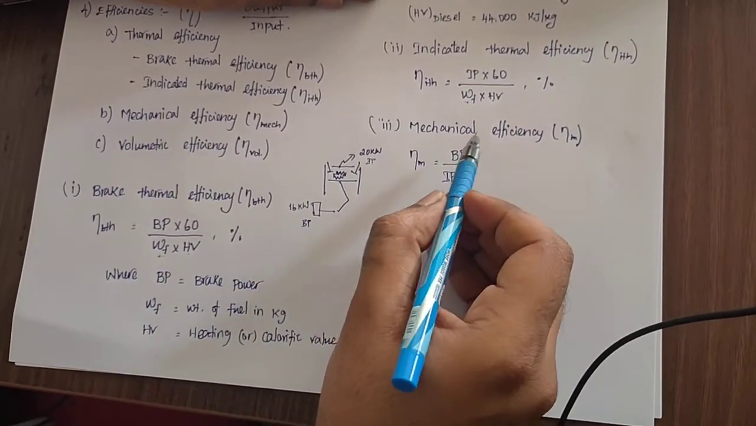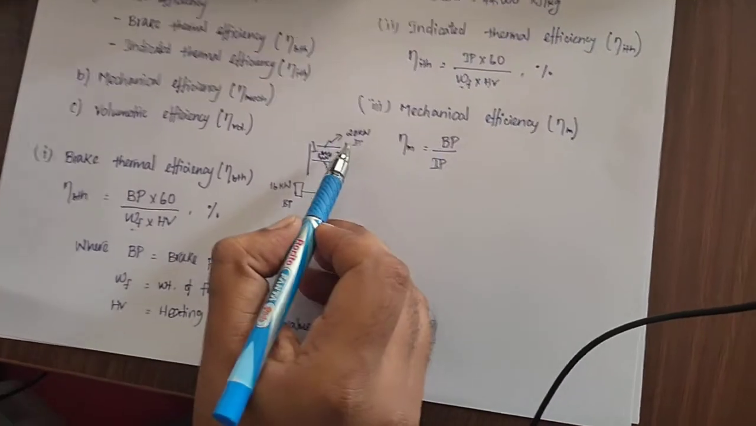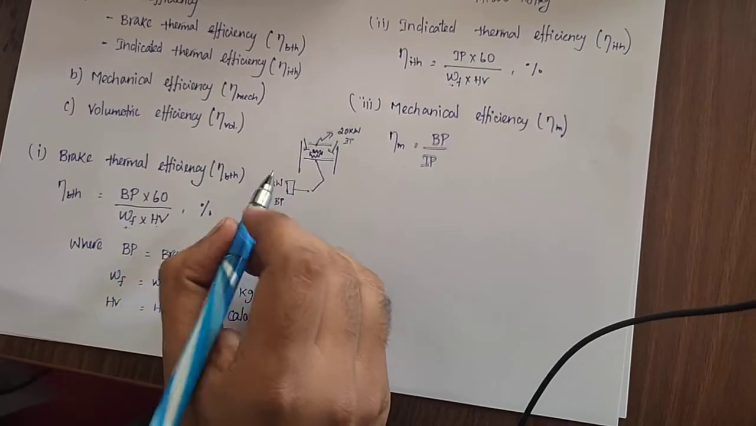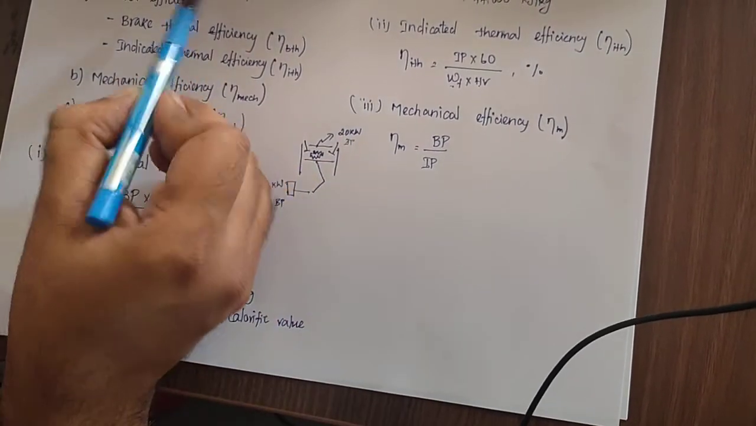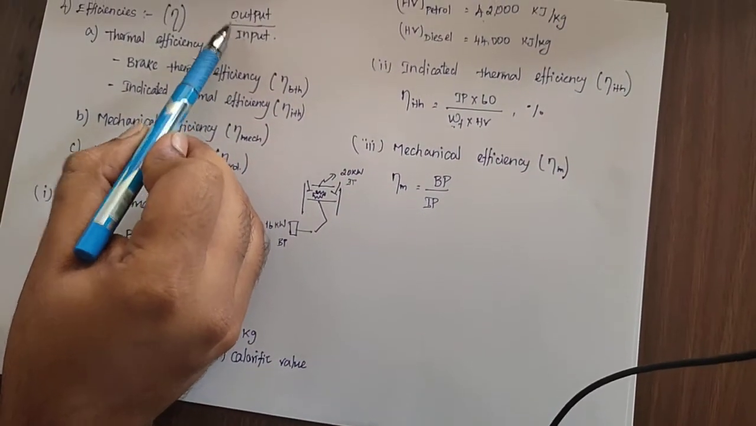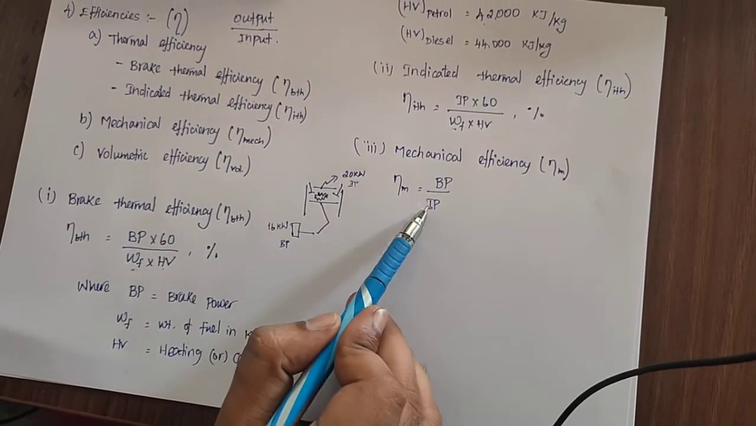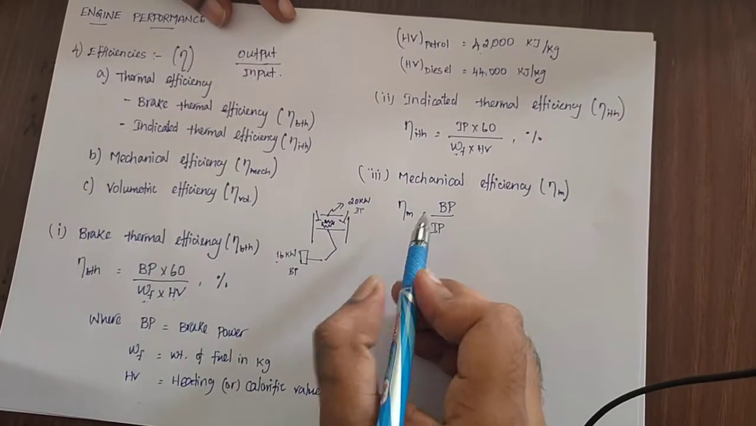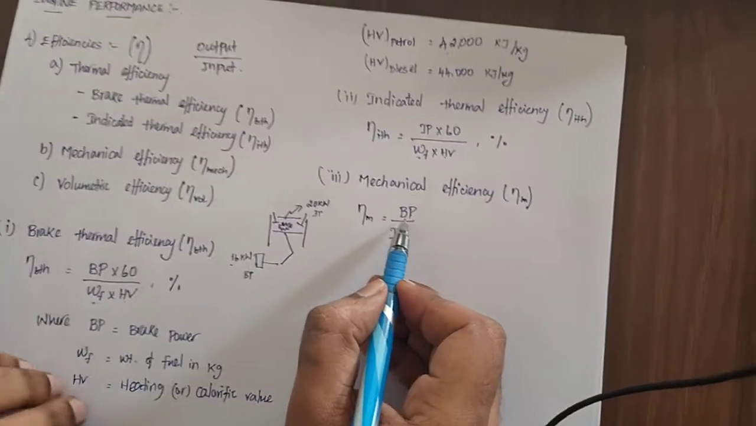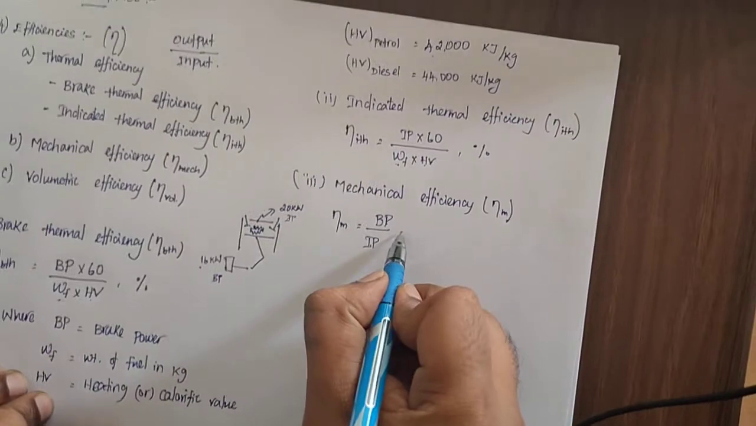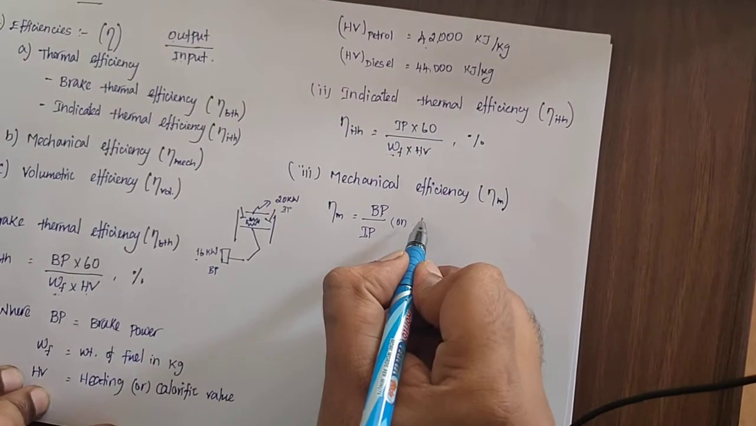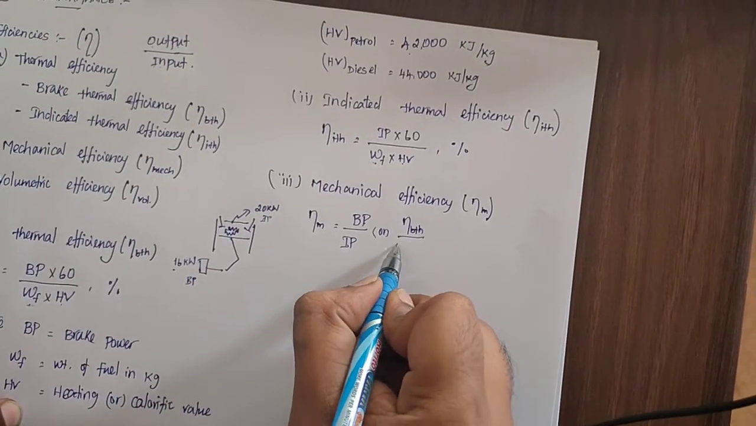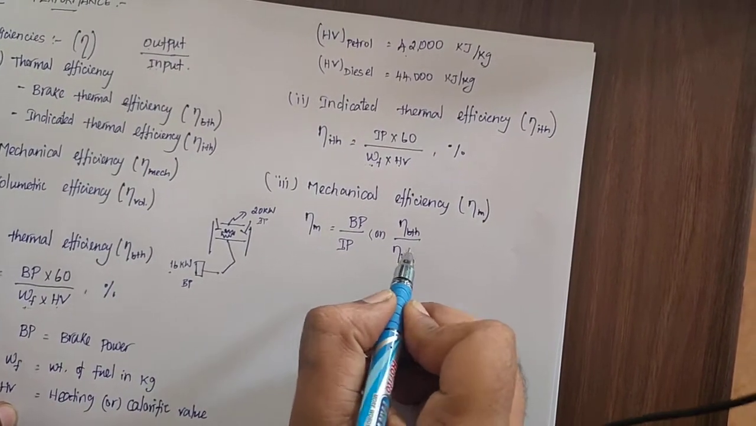So by considering the mechanical efficiency, the input will be 20 kilowatt, because out of this, 20 is converted to 16 kilowatt. Coming to the concept of output by input, the input is 20 kilowatt, that is IP. The output is 16 kilowatt, that is BP. So that's why for mechanical efficiency we are writing BP divided by IP. Further, we can rewrite this formula in terms of efficiency: brake thermal efficiency divided by indicated thermal efficiency.